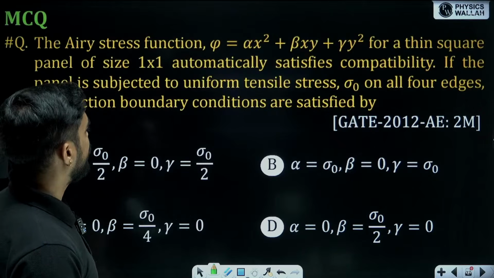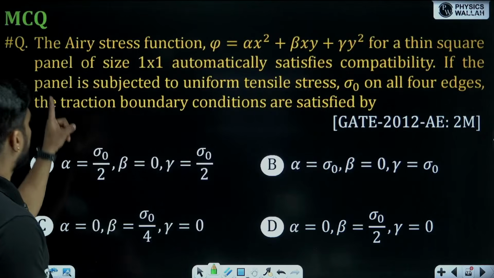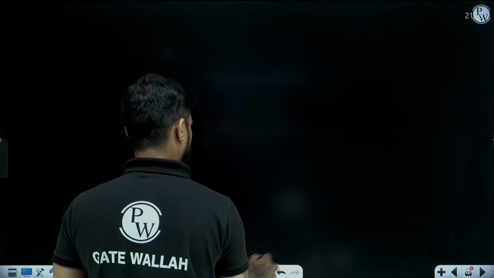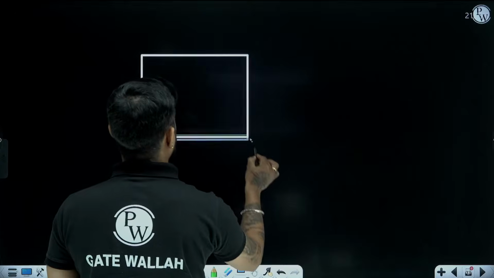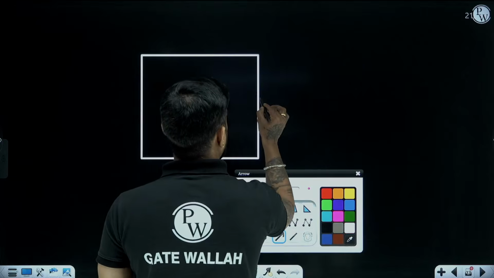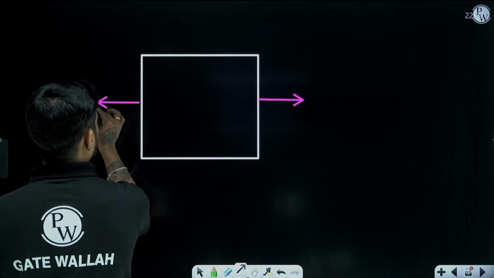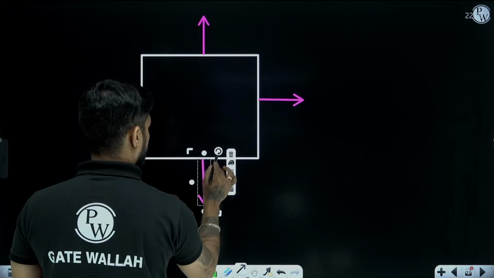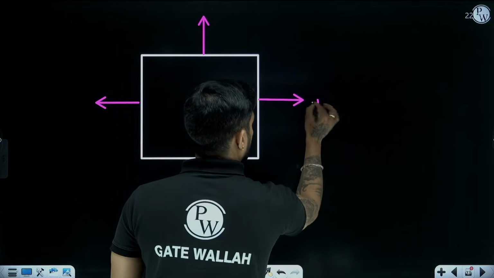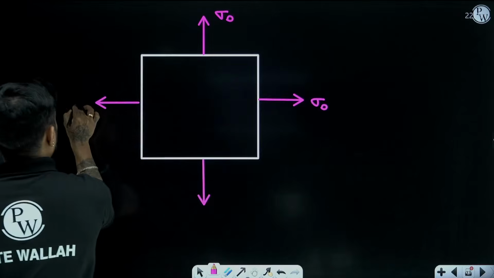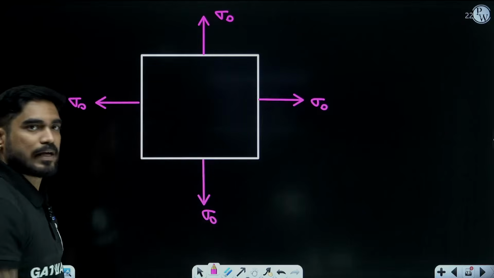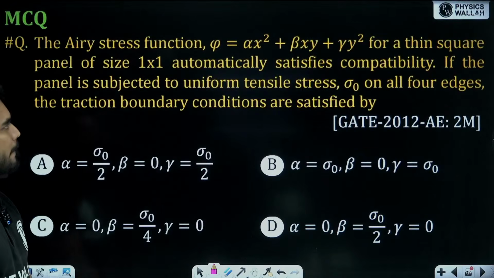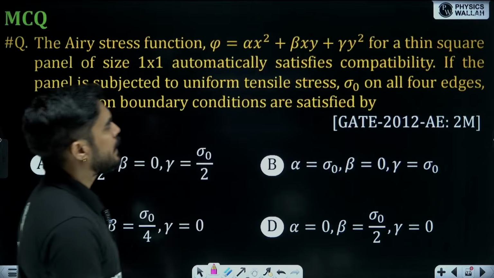Now we need to find whether they are satisfying the boundary condition. What they are saying, the panel is subjected to uniform tensile stress sigma naught on all 4 edges. So it's something like this. This is sigma naught, sigma naught, sigma naught, sigma naught. This is the boundary condition. We need to satisfy this boundary condition. Okay. Phi is alpha x square plus beta xy plus gamma y square.